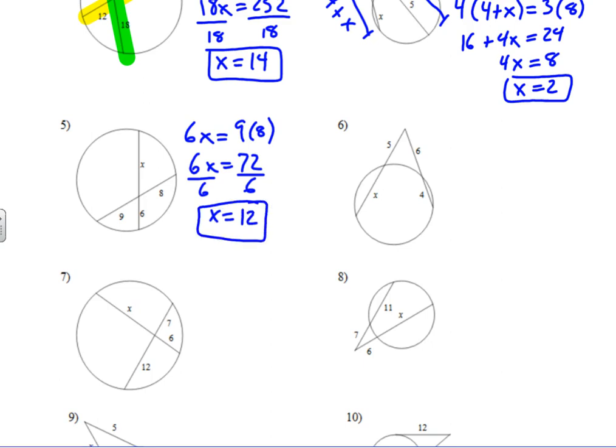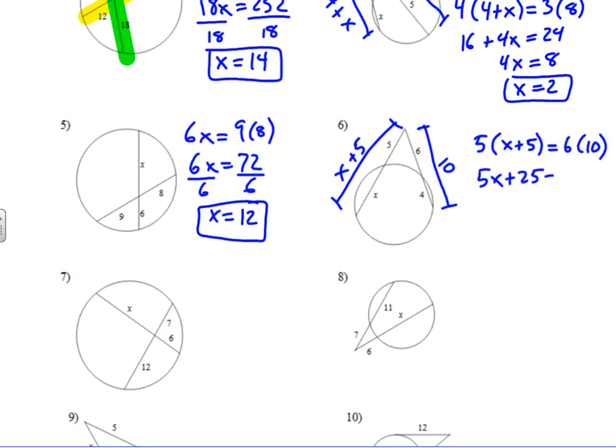Okay, what do we got going on in 6? Well, secants. So let's figure out what the whole length is, because that's going to be a part of it. X plus 5, and the whole length of this will be 10. So outside 5 times the whole, x plus 5, equals outside times the whole. So it would be 5x plus 25. We've got to make sure we distribute, equals 60. So then we're going to subtract 25 from 60. 5x equals 35. We're going to divide by 5, and x equals 7.